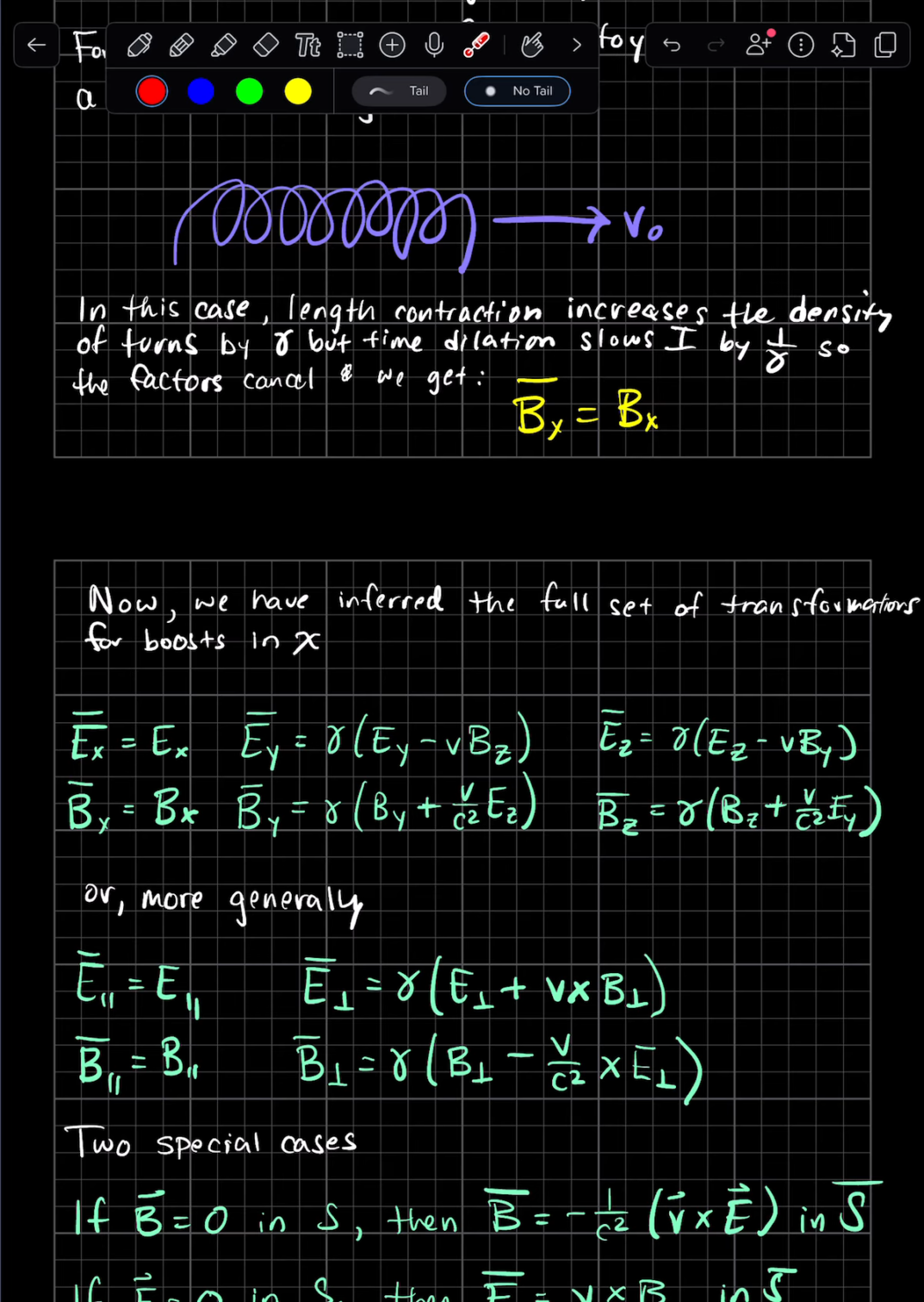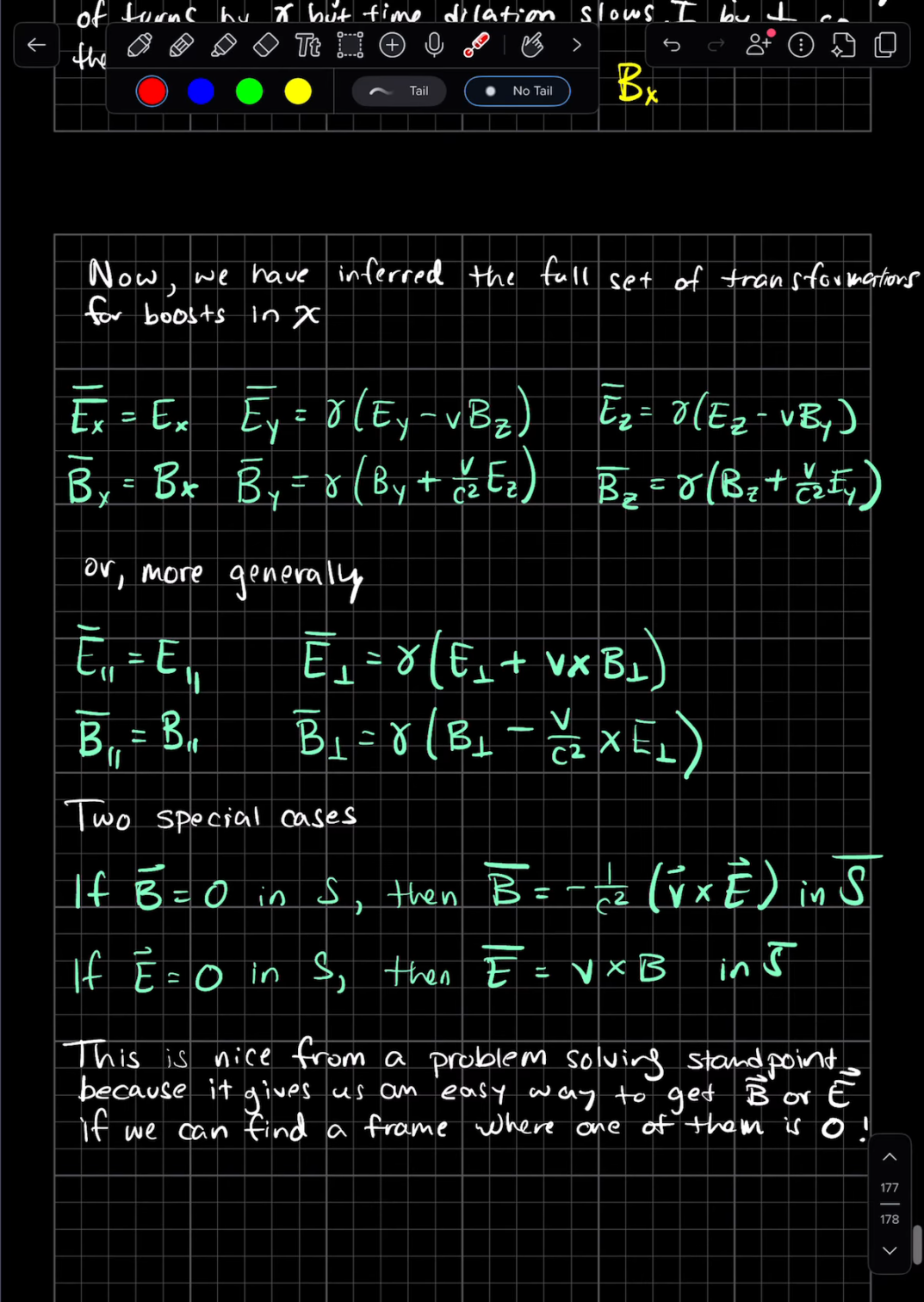Now, if I want to say this in its most general term, what it tells me is that in the direction parallel to the E and B field, the fields don't change, but in the perpendicular directions, the formula is equal to the perpendicular E field in the original frame of reference plus v cross B perpendicular. That's what gives us the pluses and the minuses. And similarly, B perpendicular in the new frame, S bar, is equal to gamma times the B field in the old frame, S, minus v over c squared crossed with E perpendicular.